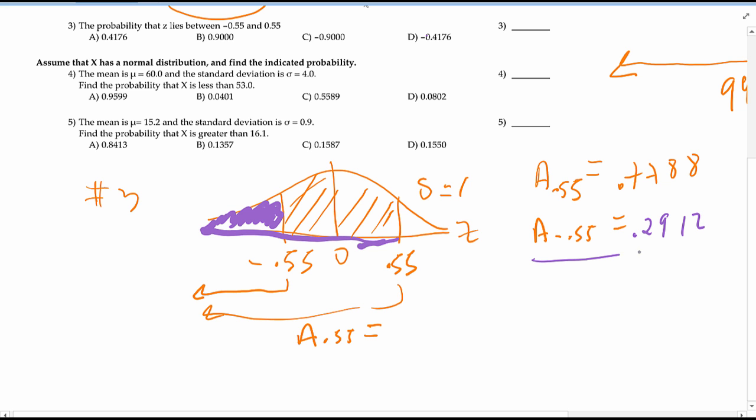So that's 0.2912, and the difference between these two, which is the blue area, which is what I want, will be the difference between those two values, which is 0.7088 minus 0.2912, and that gives me 0.4176. We need to get another pen. All right, so this is problem number 3. Do we have that answer?